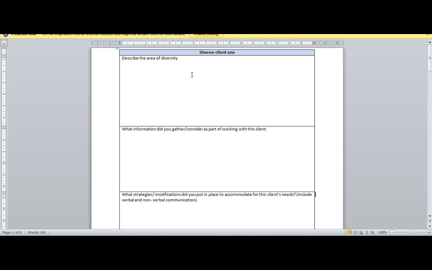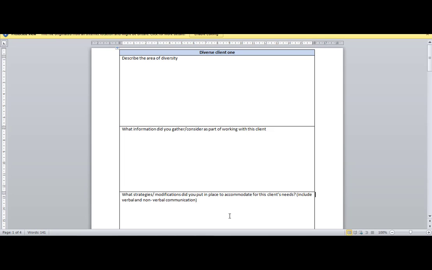So the first part, describe the area of diversity. So that could be that you're treating a child. What information did you gather or consider as part of working with this client? So you may have considered permission. Okay, so getting consent and things like that, are they going to give you consent, or is that coming from the parents? When you're asking any questions, are you asking the child or are you asking the parent?